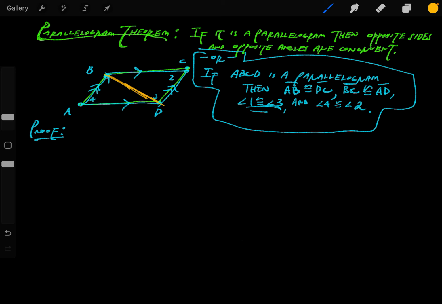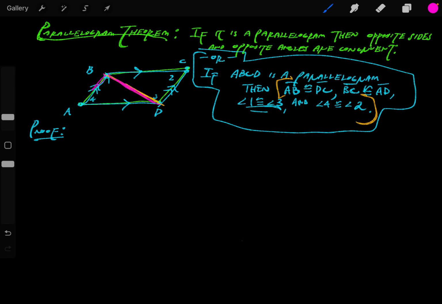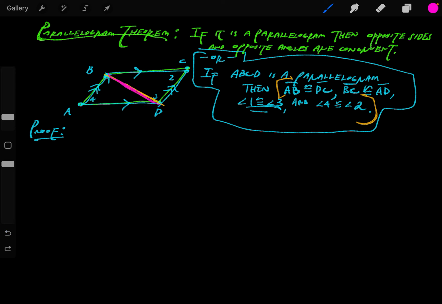Now, to prove everything you have here, you just essentially show that these 2 triangles that you've now isolated are congruent. So you just show that this triangle over here is congruent to this triangle over here. And then once you prove that they're congruent, all the corresponding parts are congruent, and all of this will fall out. So that's your theory. Now let's start going through this.